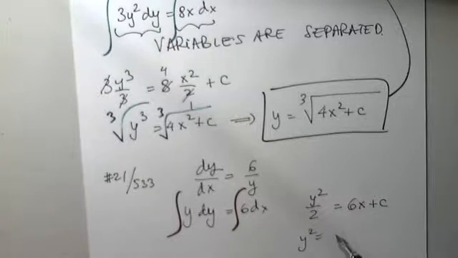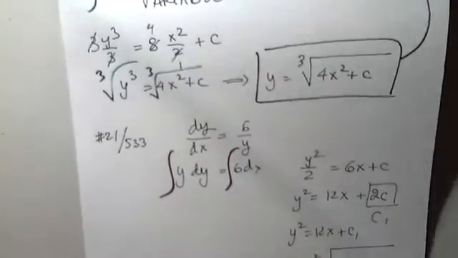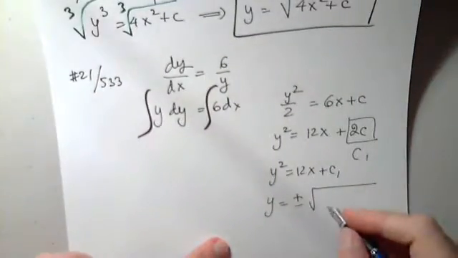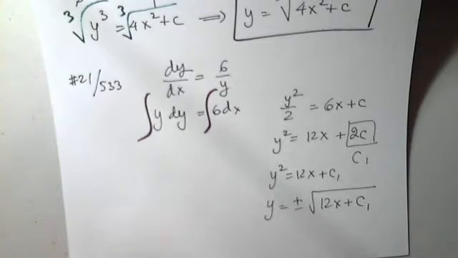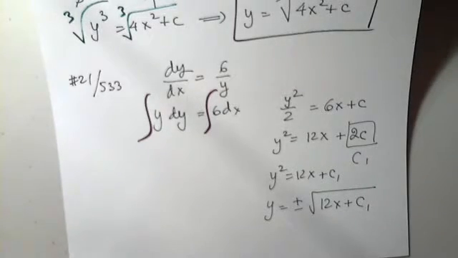Y squared equals 12x plus 2c. I can denote this by c1. So y squared equals 12x plus c1. I take the square root, and I have plus or minus the square root of 12x plus c1. Okay, let's look at the problems like, let's say, problem 23.